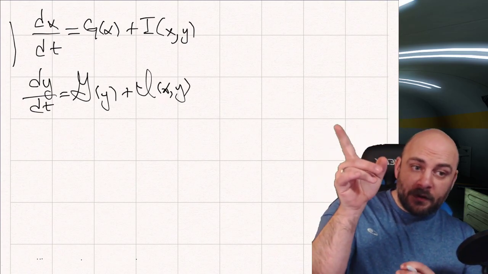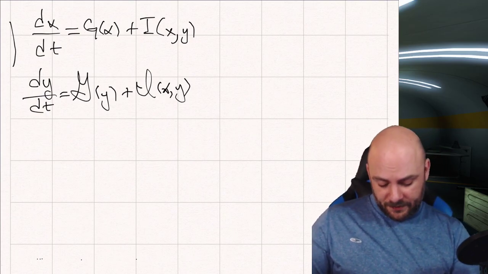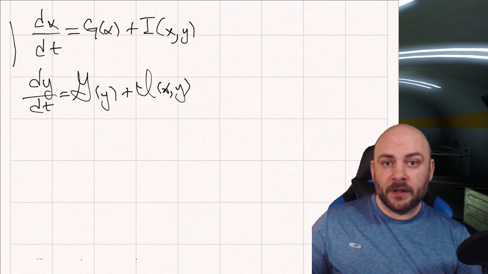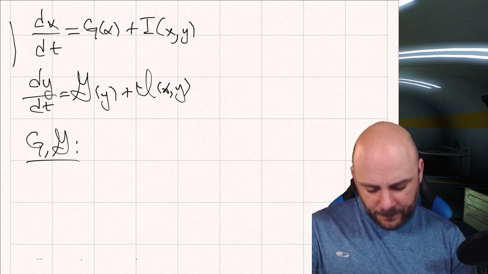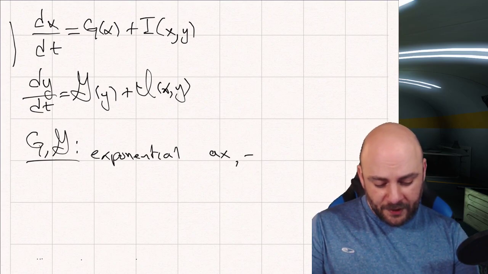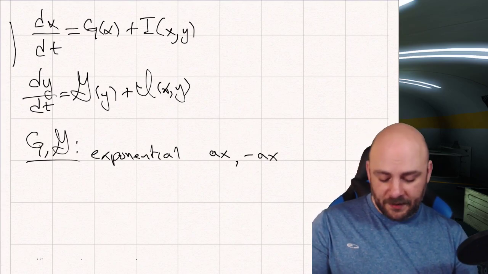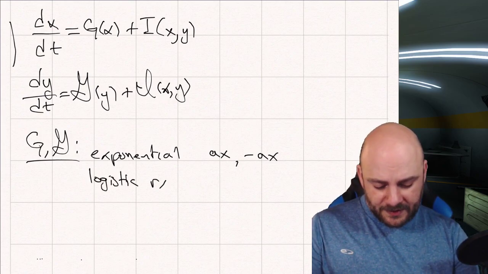So what's curious here is what sort of functions can go here and make sense? And truth be told, there's a lot of them. If we talk about growth functions, these big G's right here, common ones are exponential, which can be something like an exponential growth or an exponential decay. Or logistic is another common one, where we get something like 1 minus x over k.